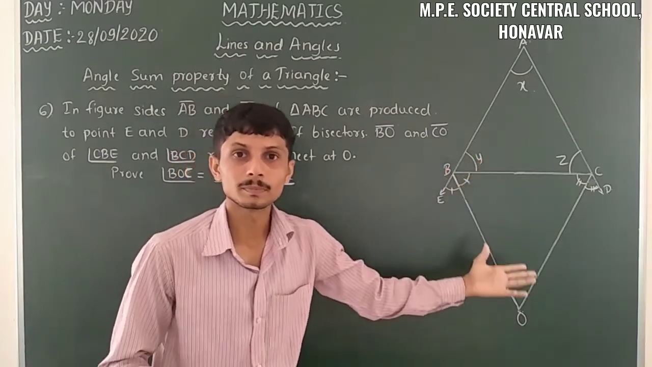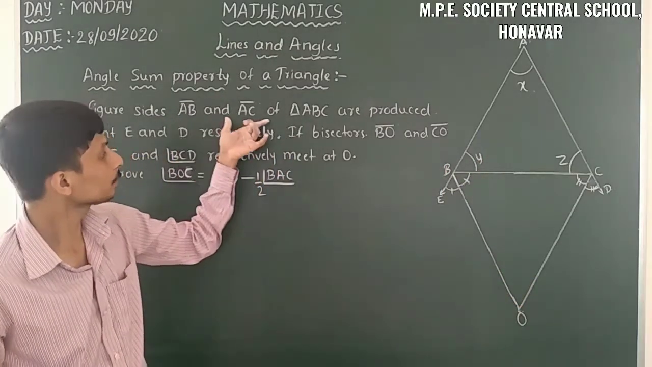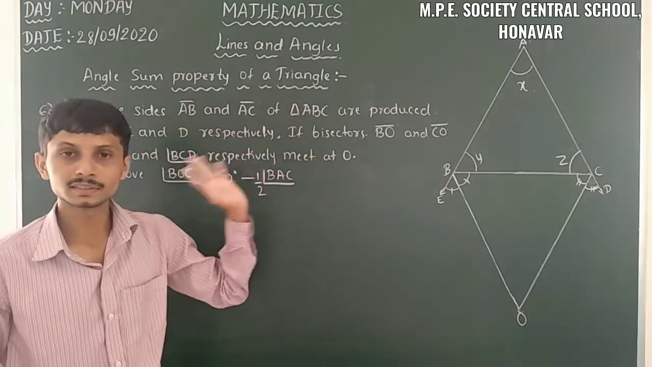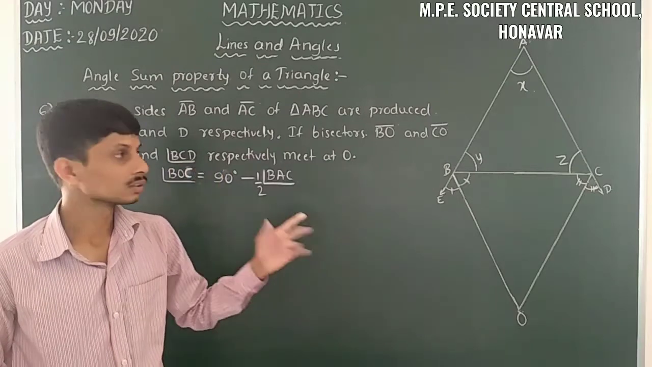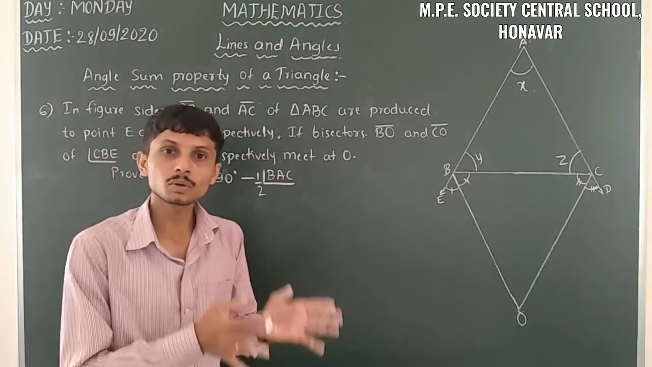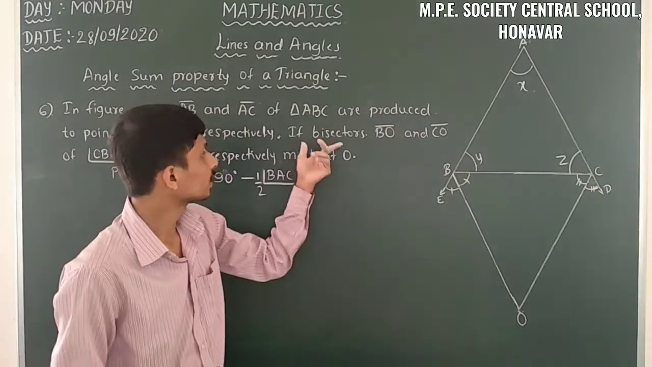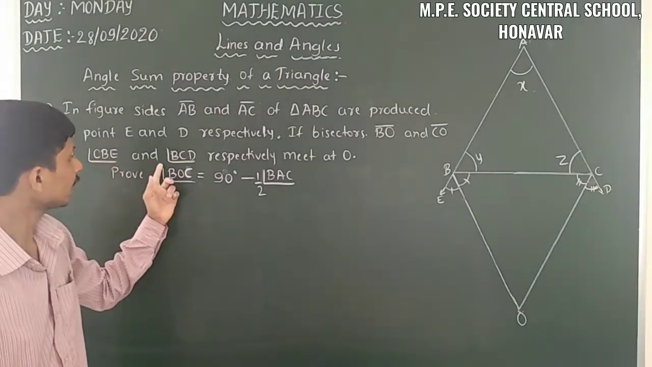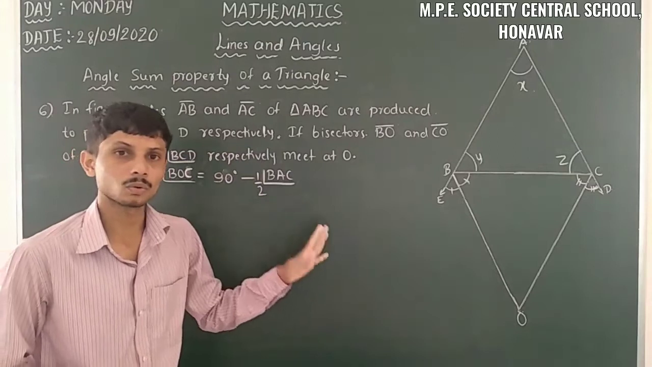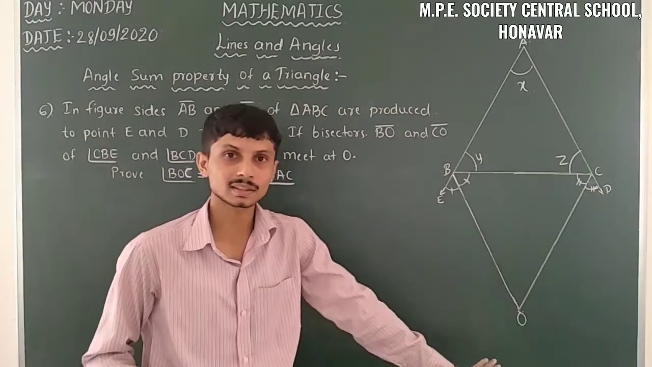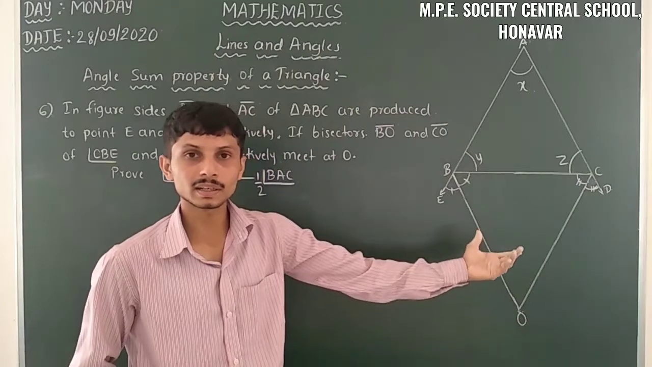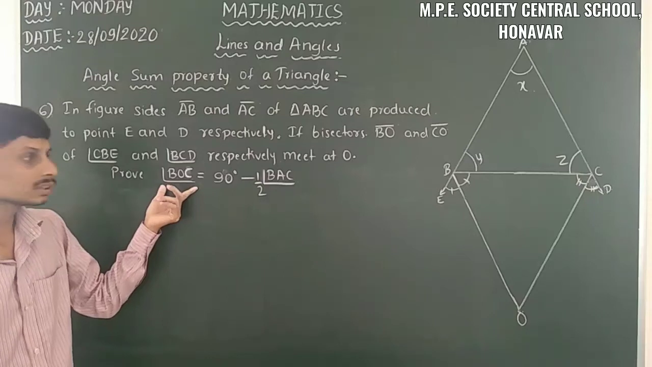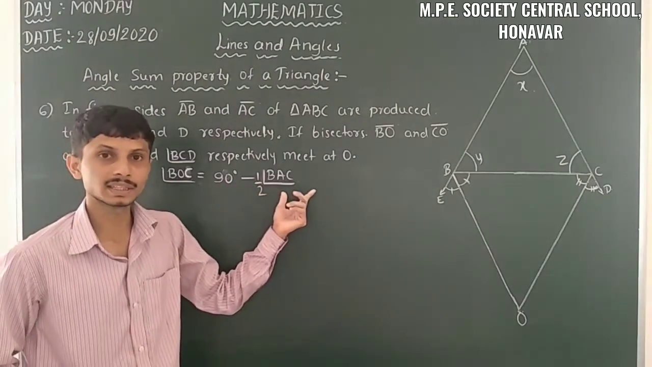We can use it because the sides of triangle ABC, that is AB and AC, are produced up to E and D here. So we can easily assume that it belongs to that part only. So then, bisectors BO and CO of angle CBE and angle BCD respectively meet at O. That means here there are some angle bisectors. BO and CO meet at a point O here. So here we have to prove angle BOC is equal to 90 degrees minus half into angle BAC.